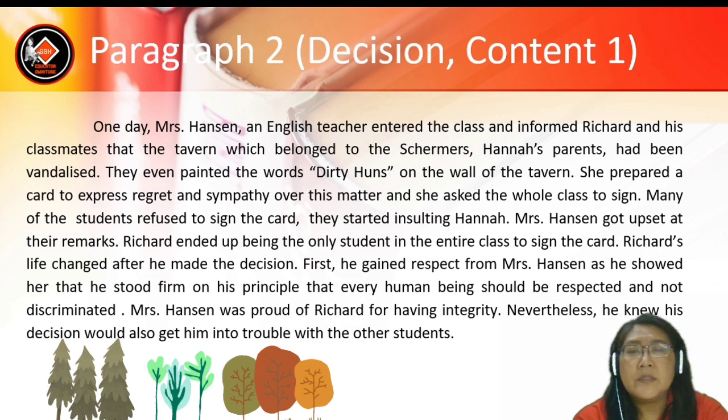Many of the students refused to sign the card. They started insulting Hannah. Mrs. Hanson got upset at their remarks. Richard ended up being the only student in the entire class to sign the card. Richard's life changed after he made the decision. First, he gained respect from Mrs. Hanson as he showed her that he stood firm on his principle that every human being should be respected and not discriminated against. Mrs. Hanson was proud of Richard for having integrity. Nevertheless, he knew his decision would also get him into trouble with the other students.